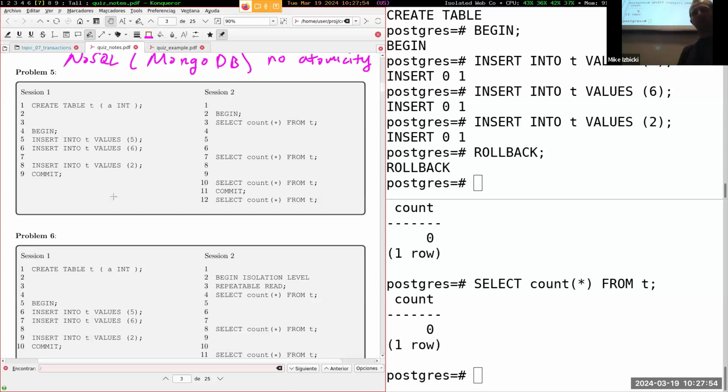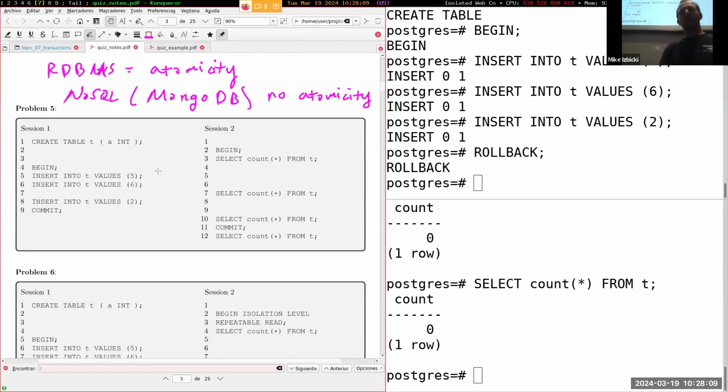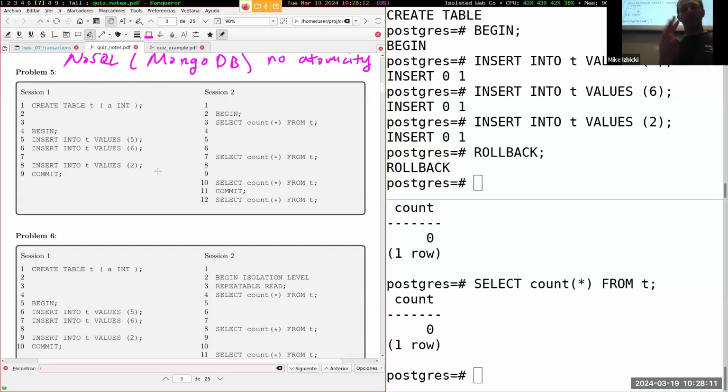The stuff below down here, at this point in my life, having done databases for, I don't know, 15, 20 years, I regularly come into situations where I make mistakes related to isolation levels. So very important to pay particular attention here.